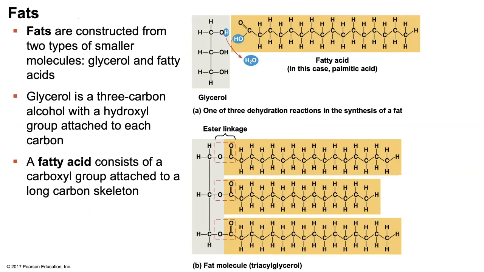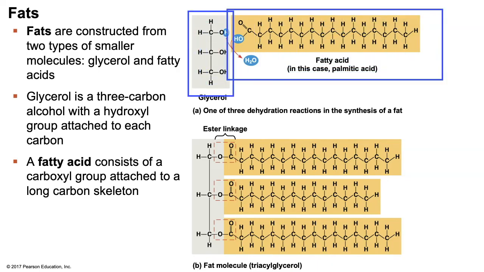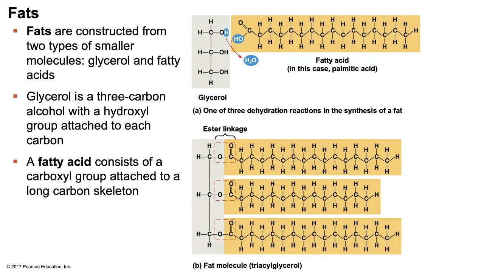So lipid number 1 is fats. And I know you've heard of fats, but now we're going to actually see how fats are constructed, what they actually are. So fats are made of 2 types of smaller molecules, glycerol and fatty acids. Glycerol is seen here highlighted in gray. It's a 3-carbon alcohol, and notice how it ends in the suffix OL, which denotes that it is an alcohol, such as ethanol. Each carbon contains a hydroxyl group coming off of it, and this is where the fatty acid chains are going to connect.